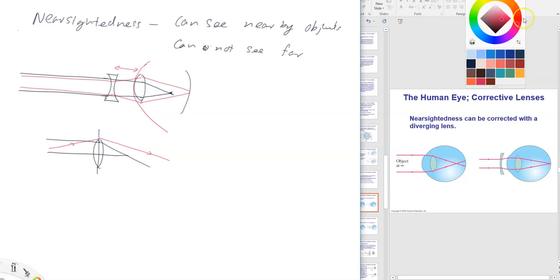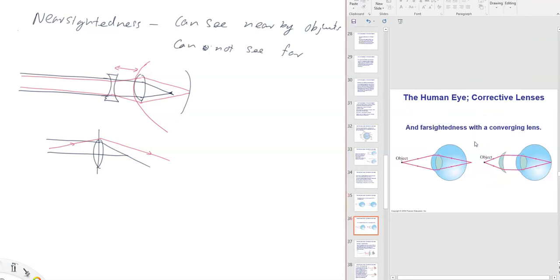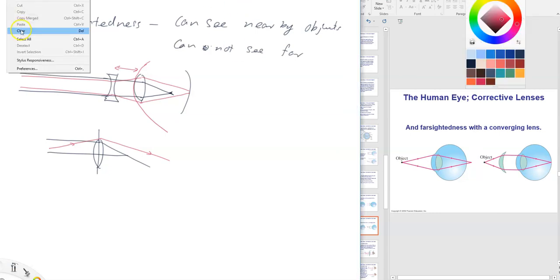Right. Once again, nearsightedness can be corrected with a diverging lens. Now you see what's happening. We're going to diverge them first so that we can control too much bending. Farsightedness with a converging lens. Okay. Let me take a new page. Now farsightedness. This should be one word. Farsightedness means you can see far, right?